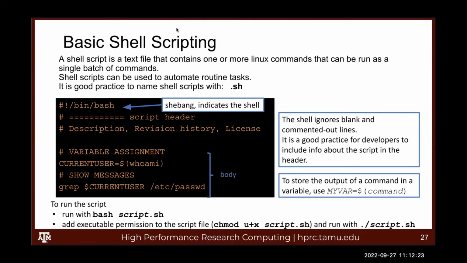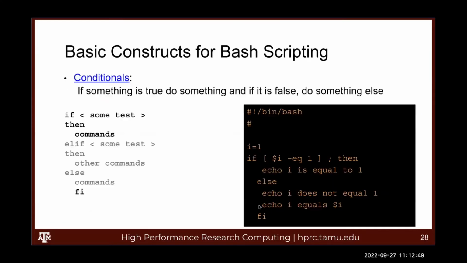You run a bash script with bash and then the file name. If you want to add executable permissions to your script so it can be run with ./ and the script name, you can use the command chmod. So chmod u+x script.sh, or I often use chmod 755 and then script.sh. But both will add executable permission for you to run your script.